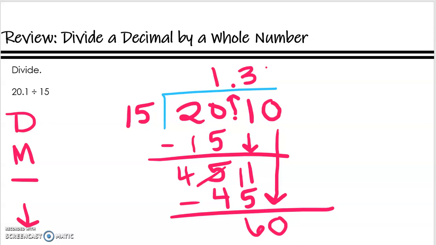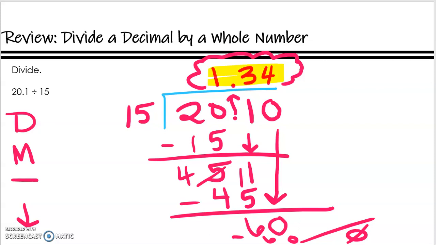15 goes into 60 exactly 4 times. So I ran out of space, but 4 times 15 is 60. So when you subtract, sorry that it's over to the side, you get 0. So you are finished. Therefore, my final answer is 1.34. If you wanted to check your work, which is always a good idea, you could do 1.34 times 15, and you will get 20.1 or 20.10.